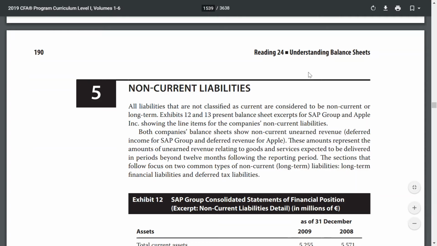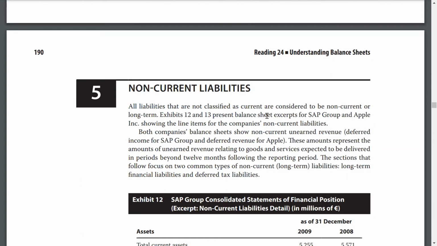Non-current liabilities. All liabilities that are not classified as current are considered to be non-current or long-term. Exhibits 12 and 13 present balance sheet excerpts for SAP Group and Apple Incorporated, showing the line items of the companies' non-current liabilities. Both companies' balance sheets show non-current unearned revenue. The amounts represent the amounts of unearned revenue related to goods and services expected to be delivered in the period beyond 12 months following the reported period. The section that follows focuses on two common types of non-current liabilities: long-term financial liabilities and deferred tax liabilities.